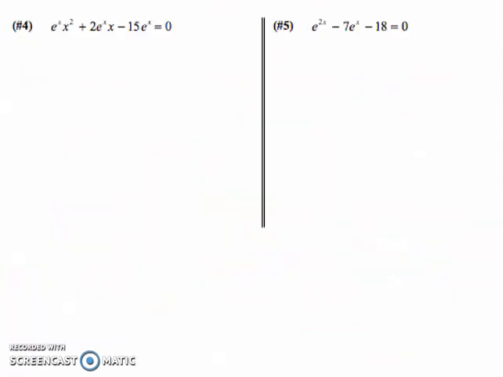Number 4 and number 5 are a little bit more complicated because these are trinomials. In number 4, the first thing that I notice is that we have a GCF. Each term in this trinomial has e to the x in it. So the first thing I'm going to do is I'm going to factor out that e to the x. That's going to leave me with x squared plus 2x minus 15 equals 0.